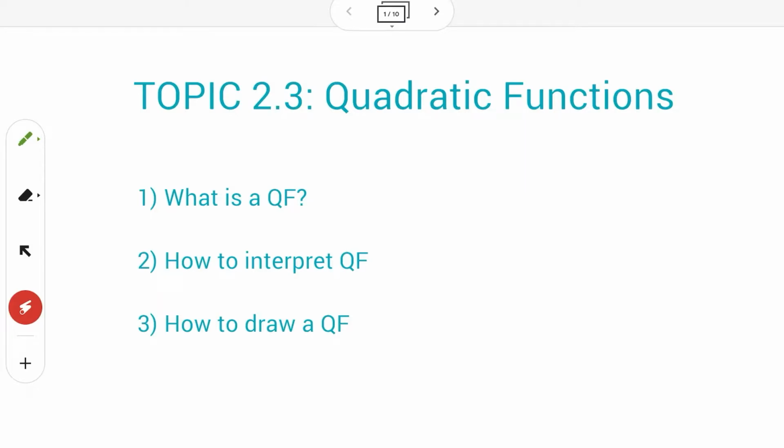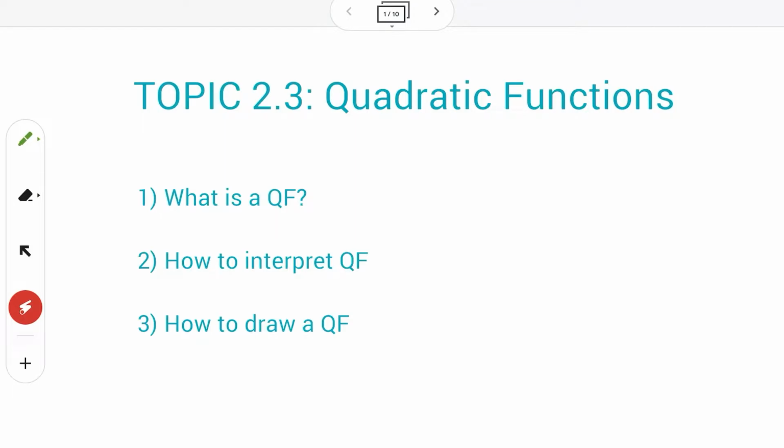Hello everyone, today we are going to talk about quadratic functions. Now in my opinion, this is a very fun topic, although some people do get quite confused. As long as you follow the steps I'm about to lay out for you, you will be able to answer any question about this topic easily.